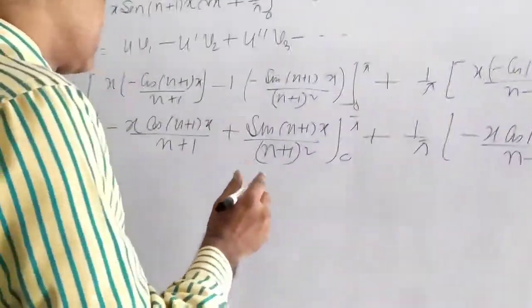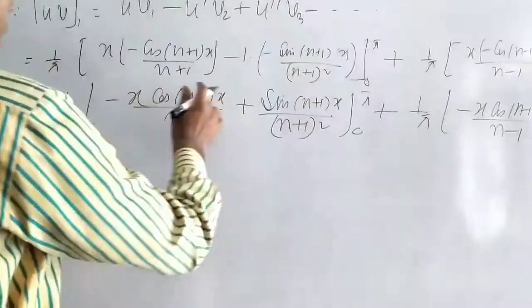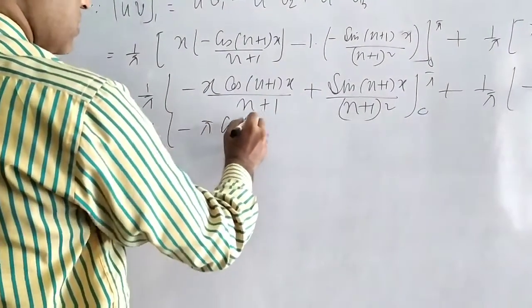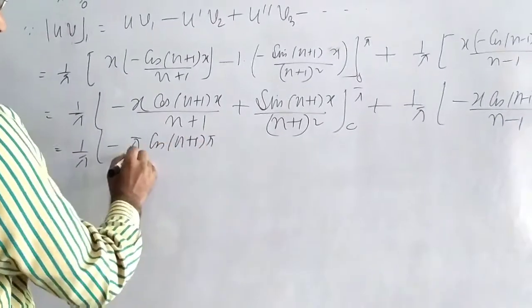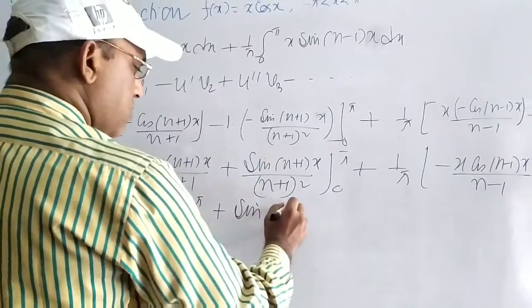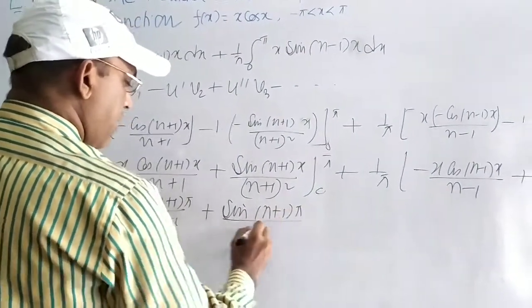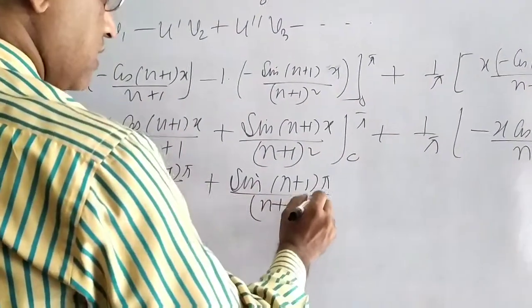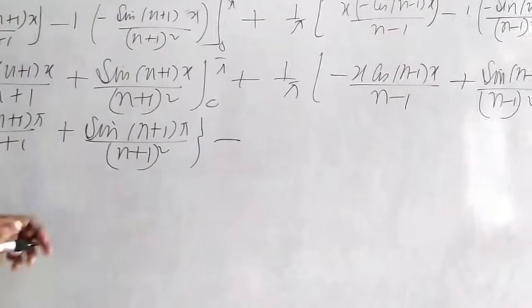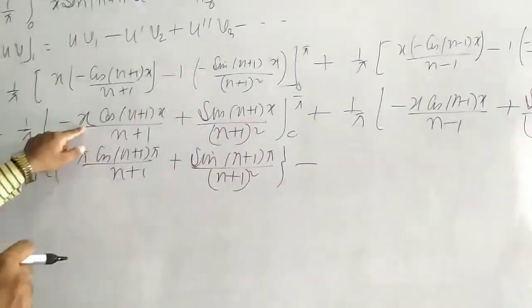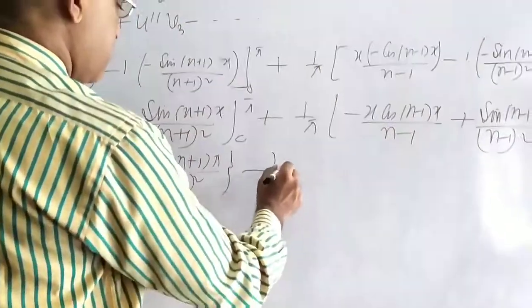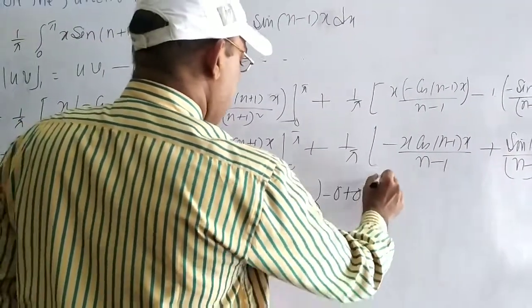We get this one. Now putting the upper limit, putting pi here, 1 by pi minus pi cos (n+1) into pi by (n+1), this is sine (n+1) into pi by (n+1) whole square. This one we get minus, if we put the lower limit, then lower limit here 0, cos 0 is 1, then this is 0, sin 0 is 0, directly we write 0, minus 0 plus 0, we get this.